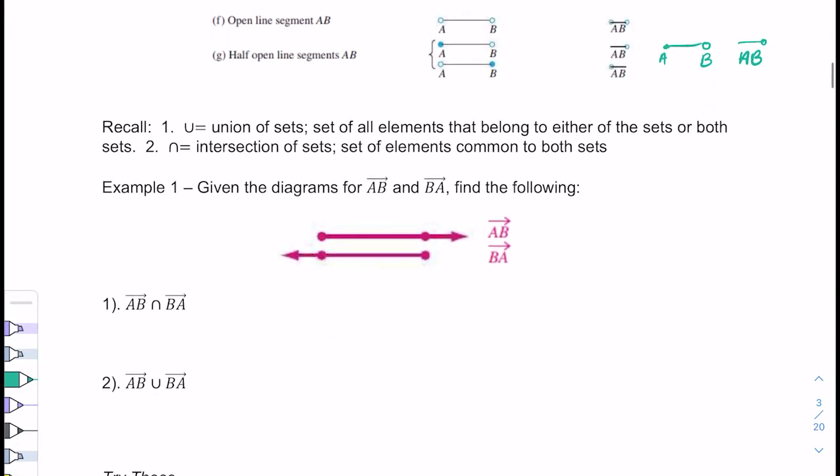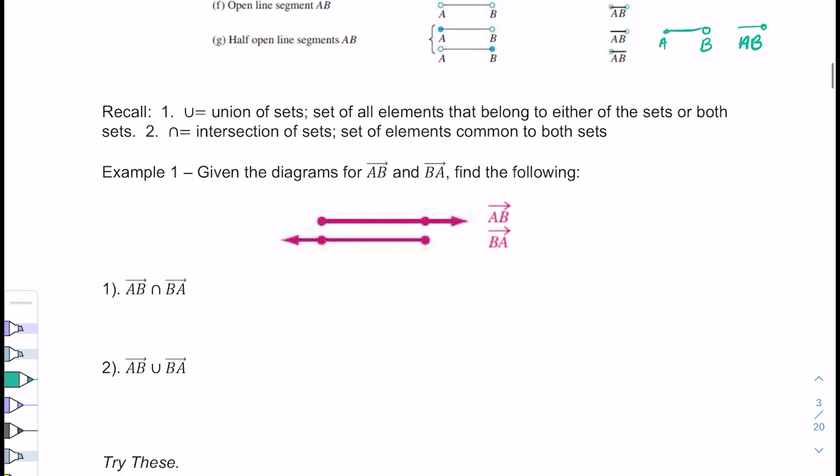Some of what we learned in chapter 2 and also talked about in chapter 3, we're going to use when we're looking at geometry. So if we recall, you've got the U symbol, which is union, and that's just the set of all elements that belong to either of the sets or both. And then don't forget that the upside down U is an and that it represents intersection of sets. And that's the set of elements common to both sets, so it's where they intersect at.